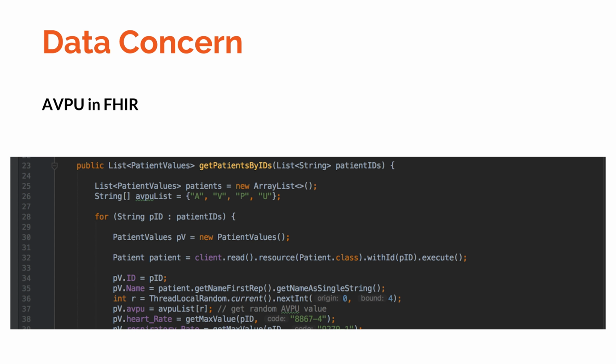We had a data concern that the AVPU score in the FHIR server could not be hosted. To overcome that, we created a list of AVPU in Java, and whenever we were calculating the score, we used to get a random value from that list. This is demonstrated in the code picture below.